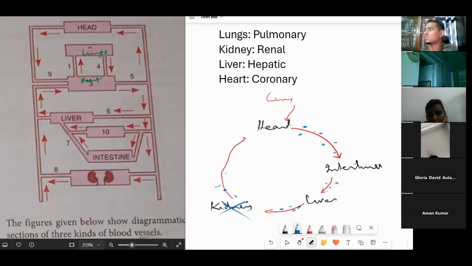From the heart to the lungs, what is it called? Number one. Pulmonary. Okay, pulmonary because it's going to the lungs. Pulmonary what? Vein. It's an artery, no? It's leaving the heart. What leaves the heart is an artery. What enters into the heart is a vein. That's the definition of artery and vein. An artery is a blood vessel which leaves the heart. A vein is a blood vessel which comes back to the heart.